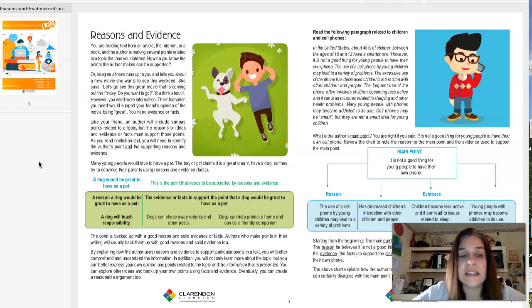So the reason is here on the left. They're saying, well, a dog's going to teach me responsibility. And then what other facts or evidence are there to back that really a dog would be great to have? Well, they can chase away rodents and other pests. Dogs can help protect a home and can be a friendly companion.